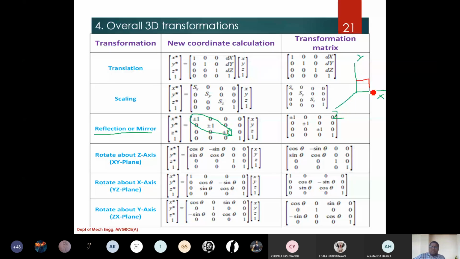Okay. Now my question is, I want to get the mirror image of this cube about xy plane. Is this clear, my question? I want to get the mirror image of this cube about xy plane.